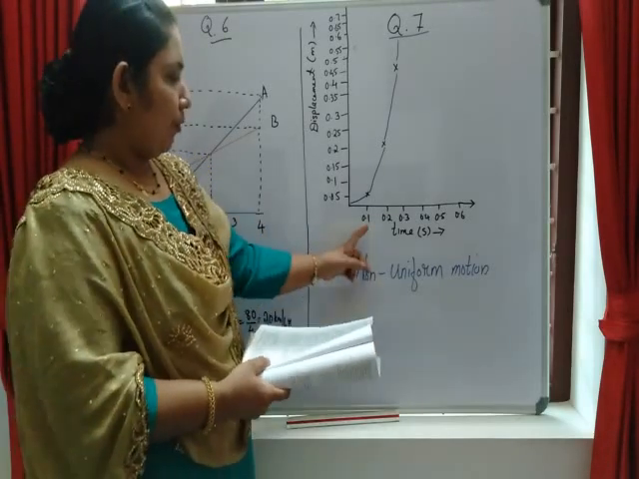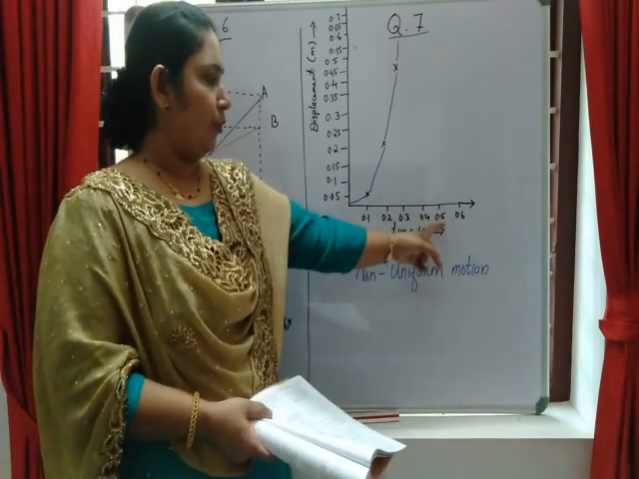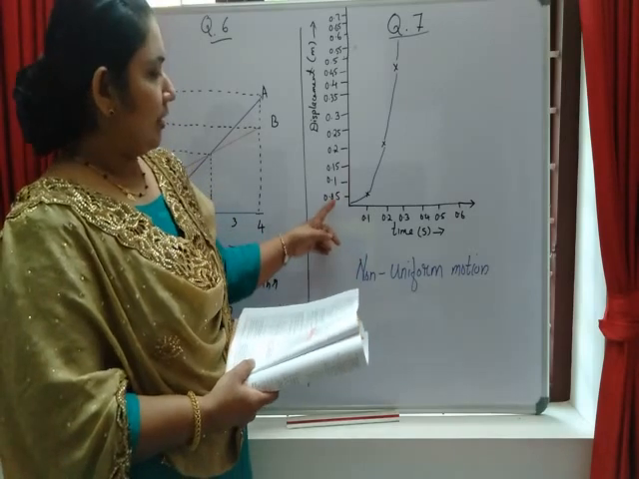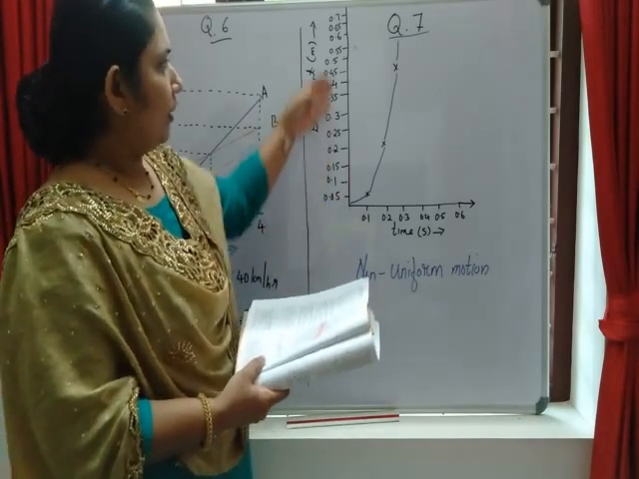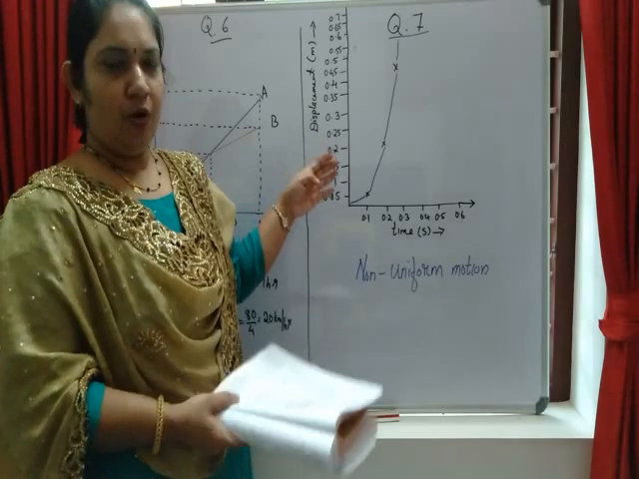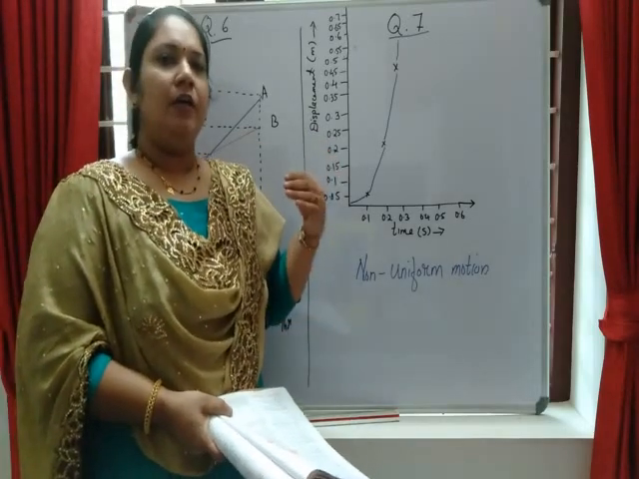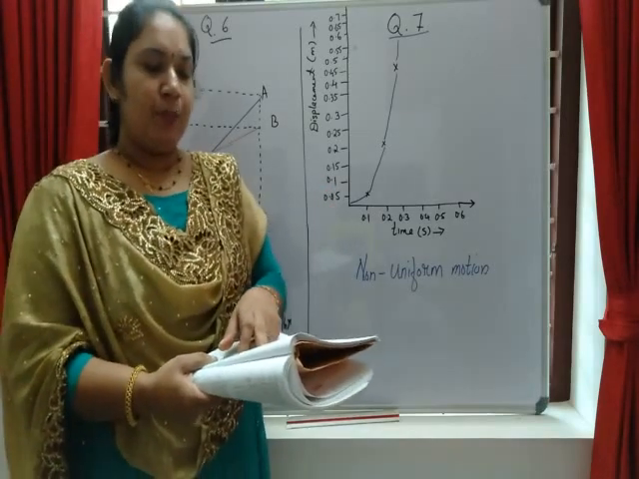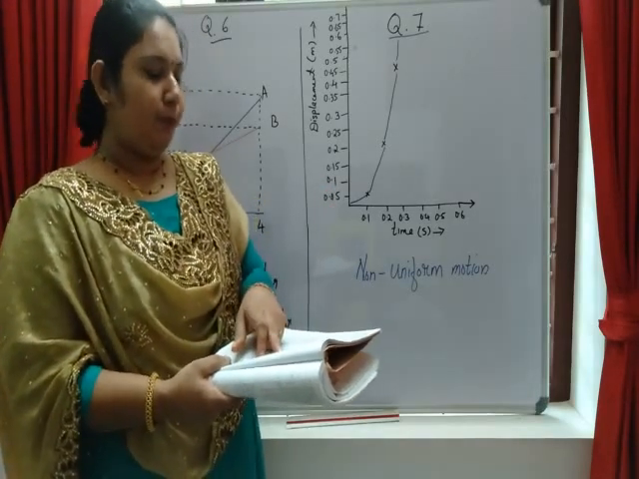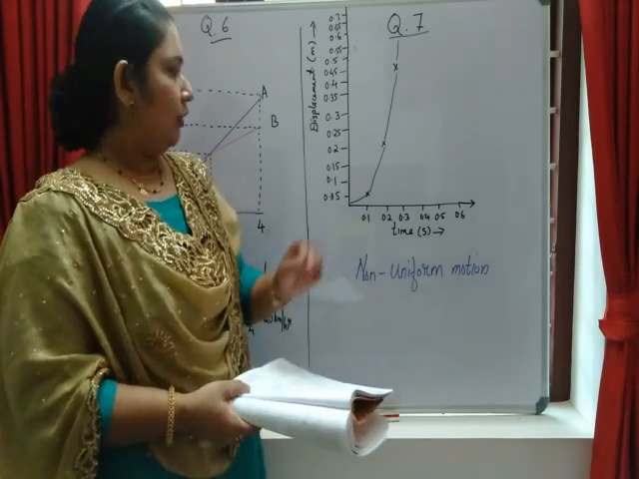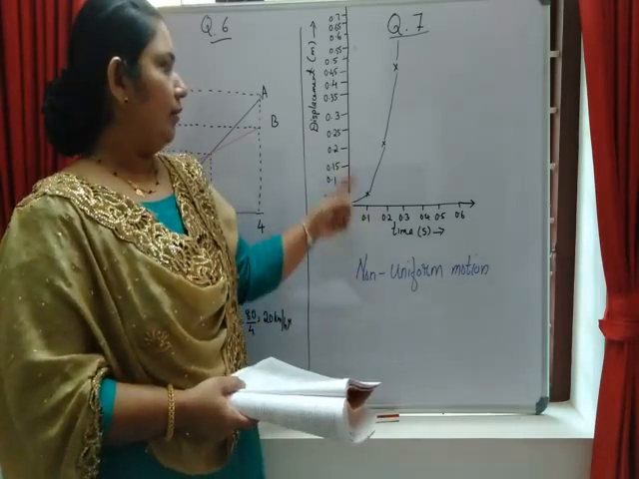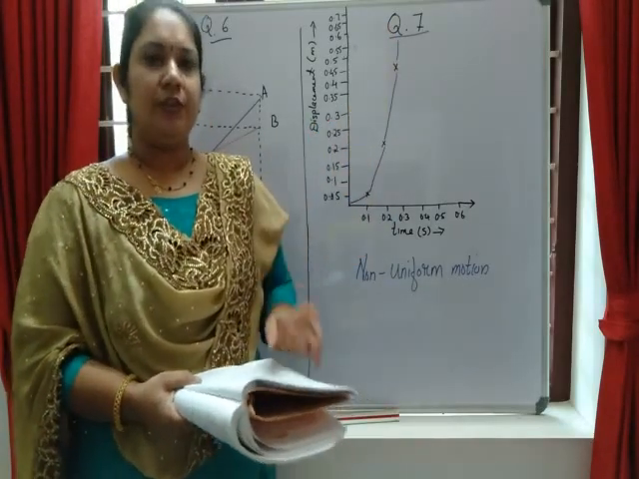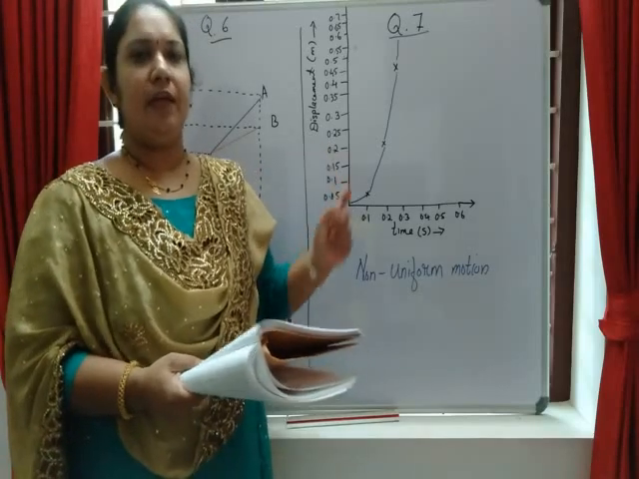Here time is given as 0.1, 0.2, 0.3, 0.4, 0.5, 0.6. And at 0.1 second the displacement is 0.05. You can take any scale here, it's up to you. If you are using graph paper, it will be good, because here the displacement is given as 0.05, 0.2, 0.45, 0.80. Marking the values of time against displacement, you will get a graph like this. So the first question is to draw the displacement time graph.